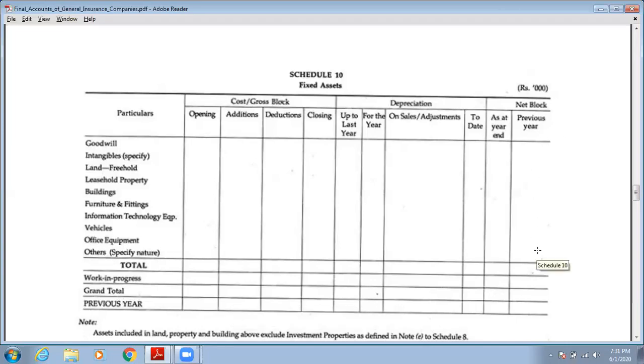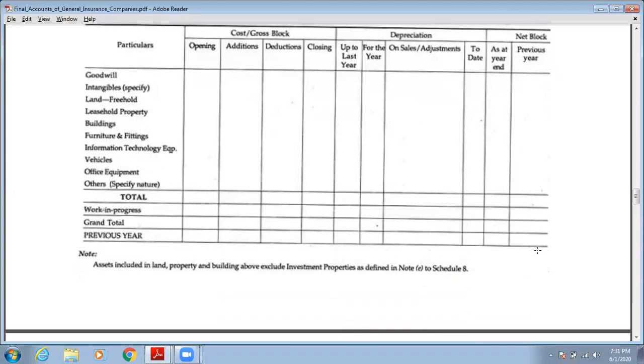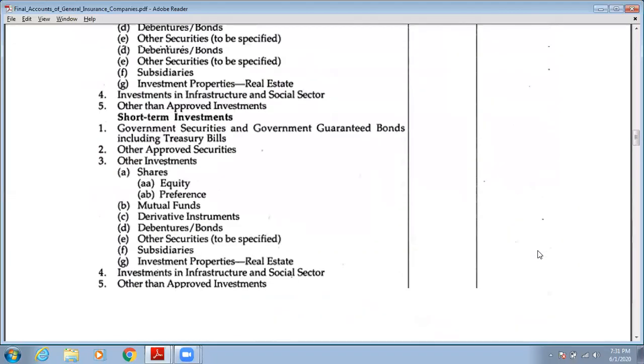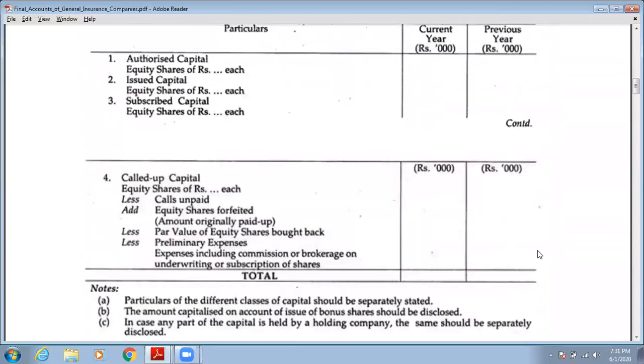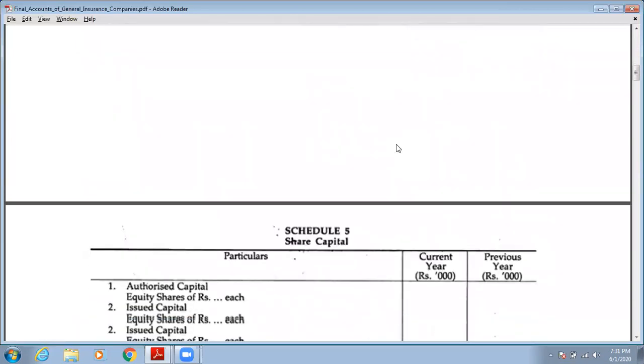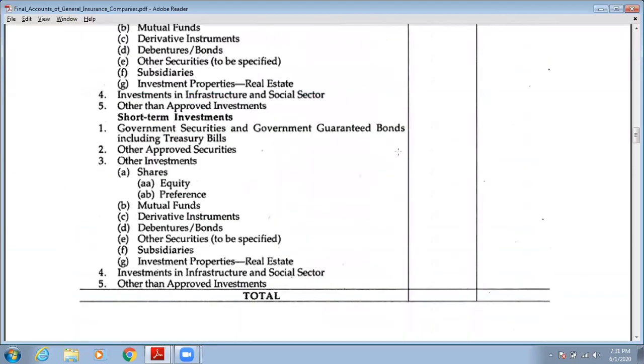Okay, so this is about Schedule 10. Now just move on to the balance sheet format. Next is current assets. To start the current assets, first you will write cash and bank balance. For cash and bank balance, we will prepare Schedule 11. So just move on to Schedule 11.